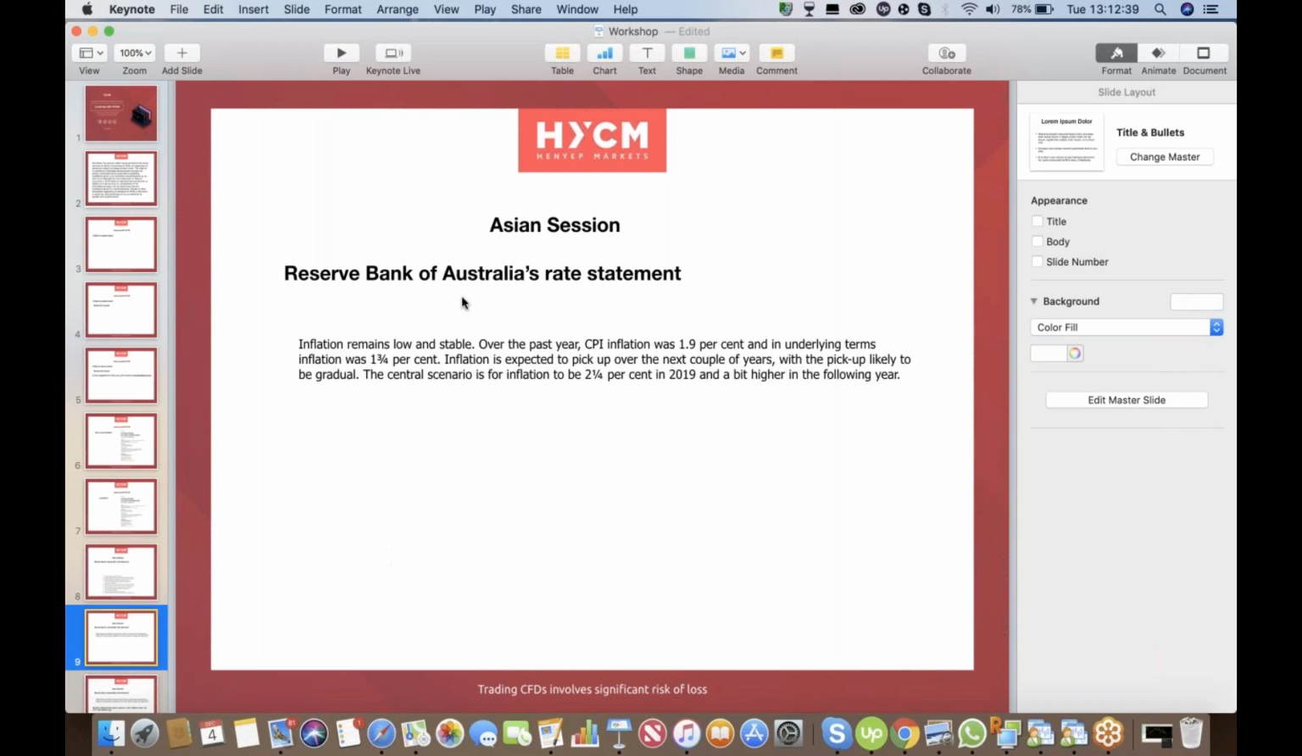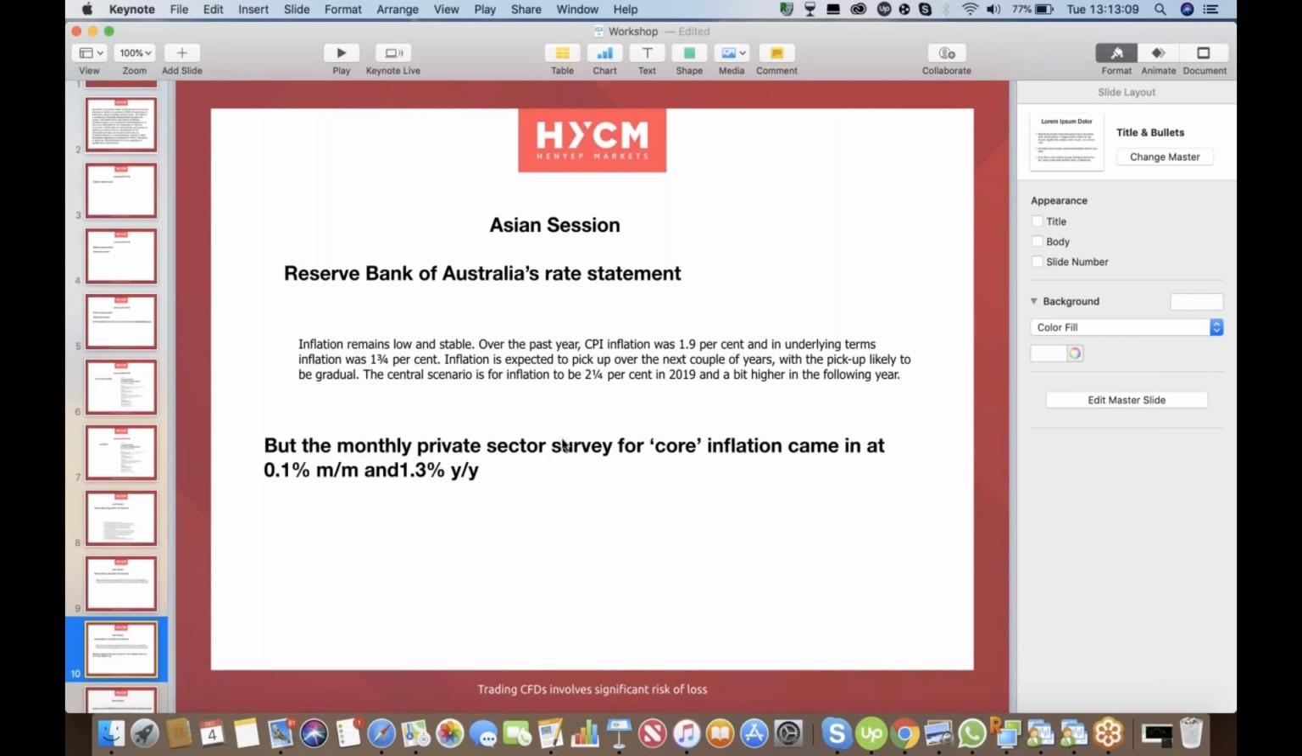And there was some market data out last week. They were saying that the CPI inflation was 1.9%, and in underlying terms, inflation was 1.75%. Okay, so they say inflation is expected to pick up over the next couple of years, with the pickup likely to be gradual. The central scenario is for inflation to be 2.25% in 2019 and a bit higher in the following year. Now, when you look at the private sector survey for core inflation, that came in at 1.3% year on year. Okay, so the core inflation, remember, that's the most important measure of inflation.